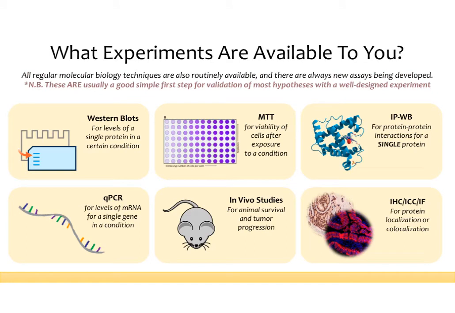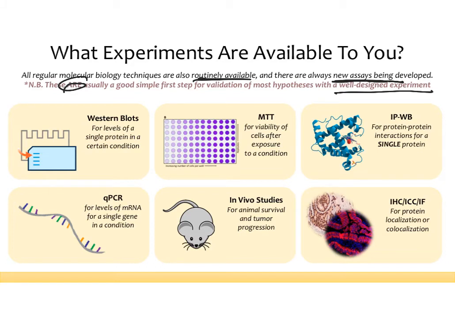So the more reasonable and more common first steps for a basic hypothesis are your molecular biology techniques or whatever types of techniques your lab routinely uses. That's usually where you want to start. And there are always new assays being developed, so this is where looking for the appropriate experiments for what you want to do comes in. Like I said, these usually are your first step for a simple validation. So let's talk about these step by step.